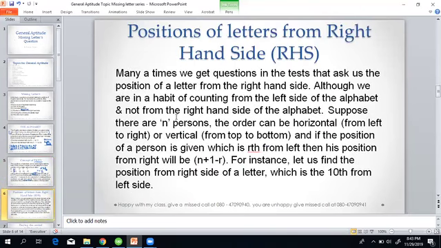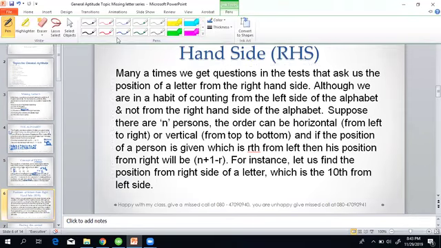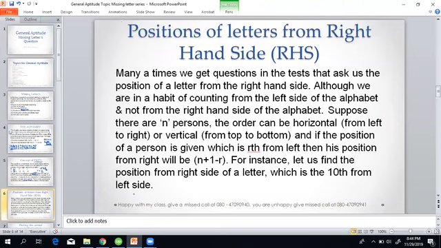Next is positions of letters from the right hand side. Many times we get questions in the test that ask us the position of a letter from the right hand side. Although we are in the habit of counting the numbers from the left hand side, because we always write from the left hand side to the right hand side. So that's why we count from the left hand side to the right hand side.